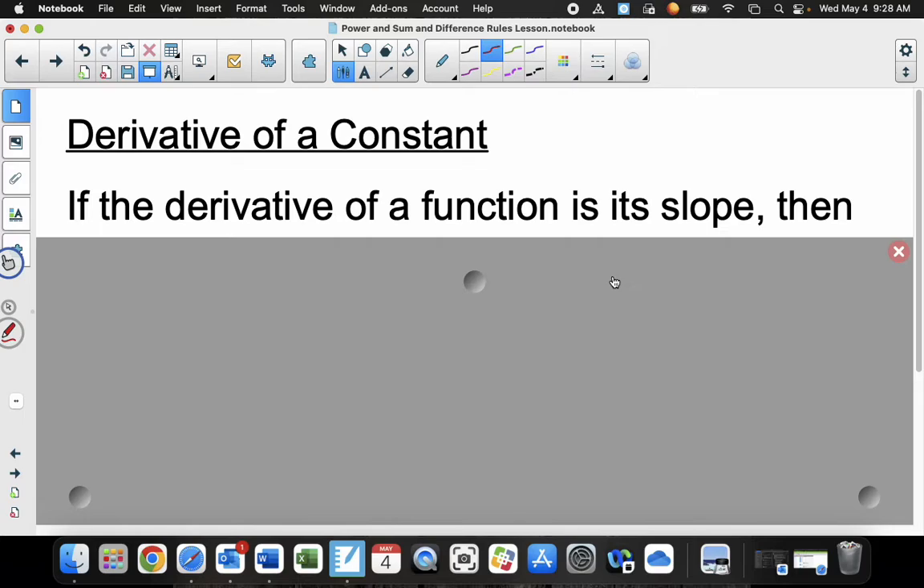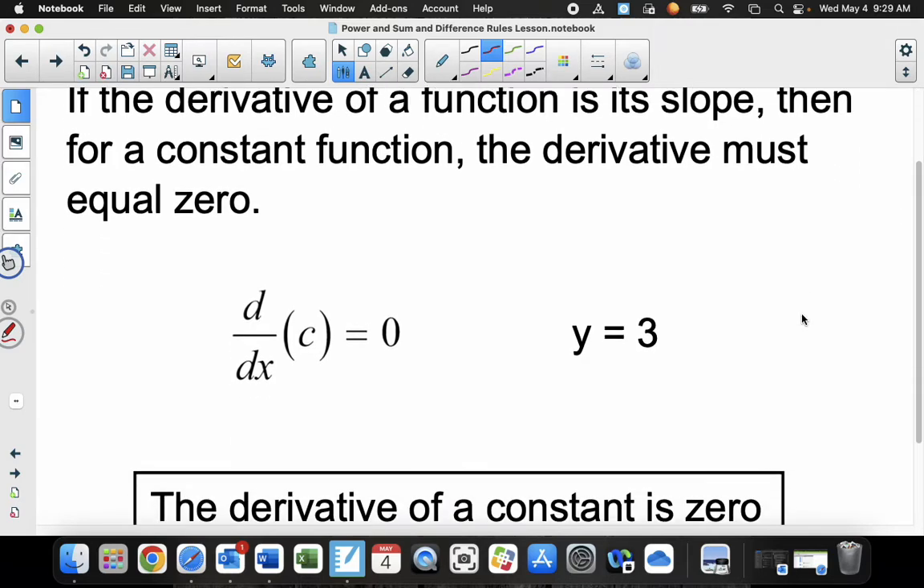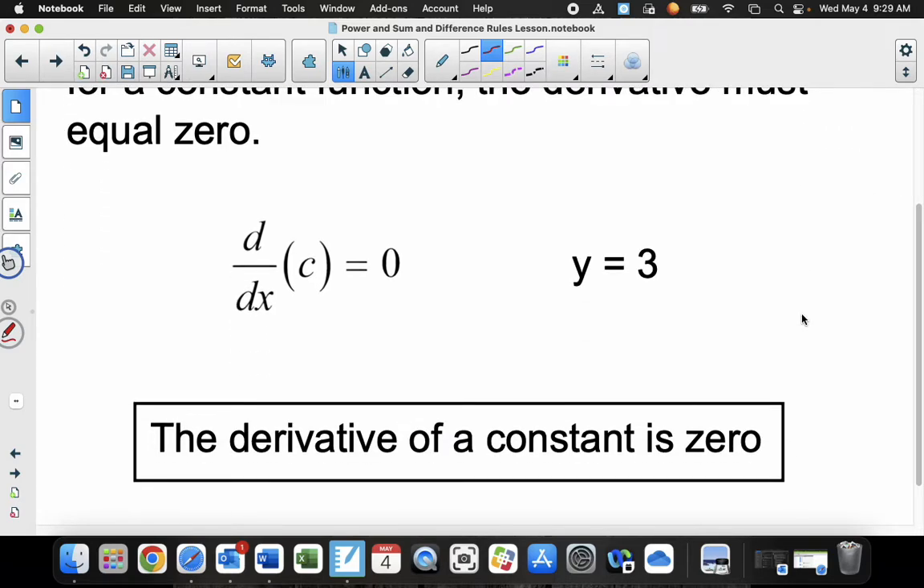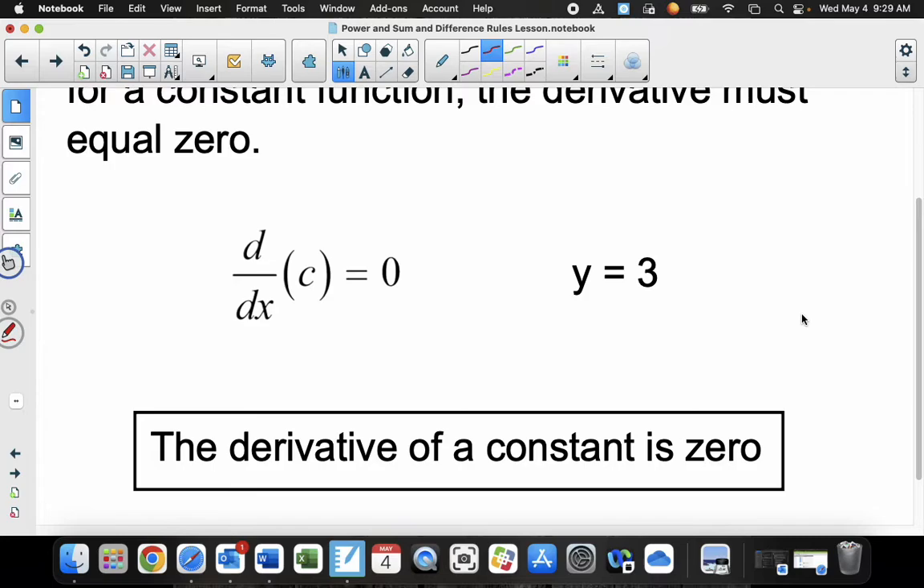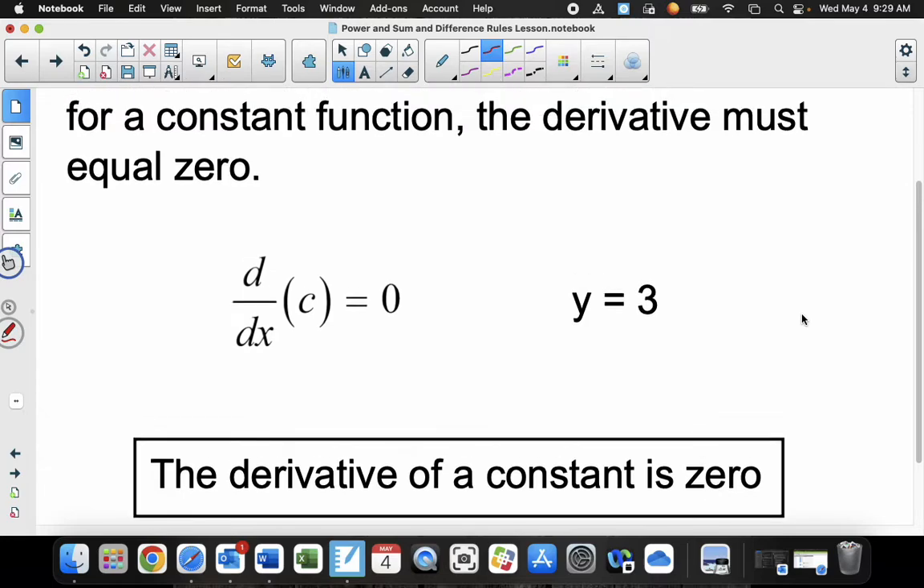What if I said my constant was -2? What's the slope of the line y equals -2? 0. What's the slope of a constant, or what's the derivative of a constant? 0. Anytime you take the derivative of 5 or -2, anytime you're taking the derivative of a constant, the derivative of a constant is 0. And that's because every constant is really just a horizontal line, so therefore it has a slope of 0.